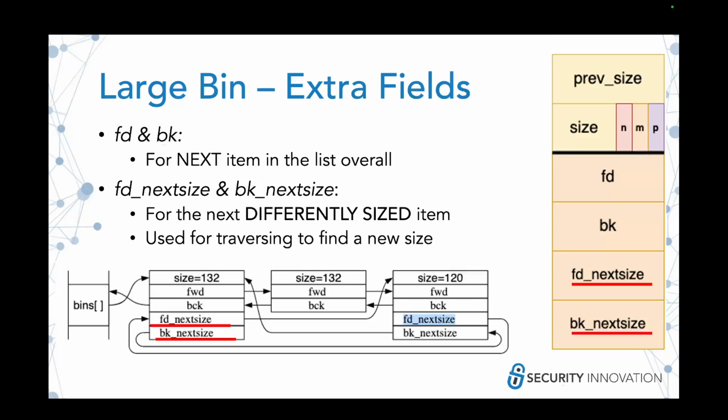I think I actually stole this diagram too, there's actually a malloc document within glibc, and I stole it from there. And I think this shows it pretty well, where we have a size of 132, and then 120. So the forward and back pointers point to each other, but the FD and BK next sizes go to the next differently sized chunk in the linked list. And this allows us to more effectively iterate through the list.